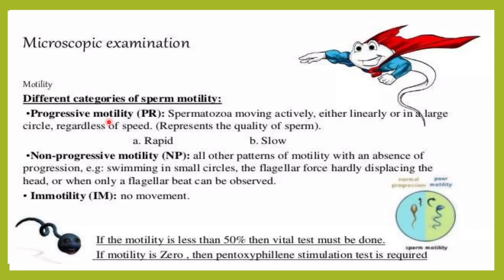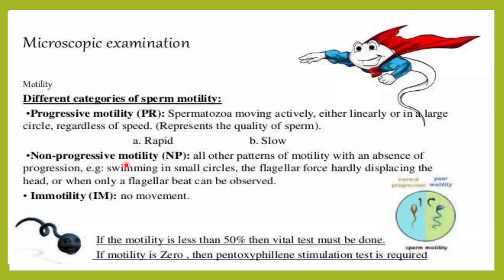So this progressive motility is further classified as rapidly progressive and slowly progressive. What do you mean by slowly progressive? Slowly progressive means these sperms are progressing, but they are not moving at a very fast pace. They are slowly progressing, either linearly or in a large circle. Then comes non-progressive motility.